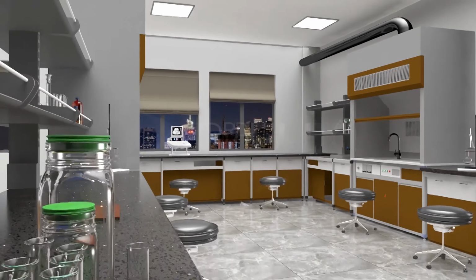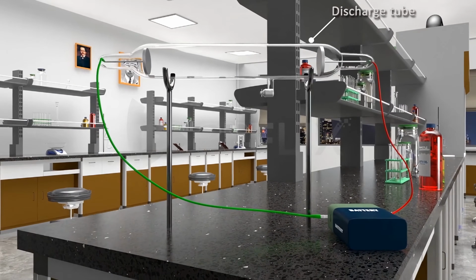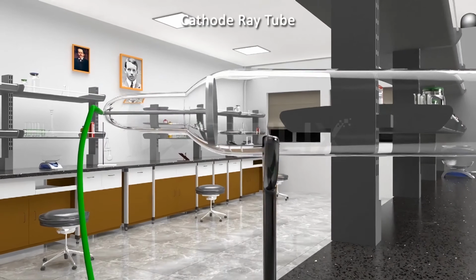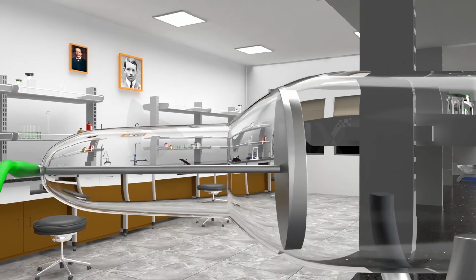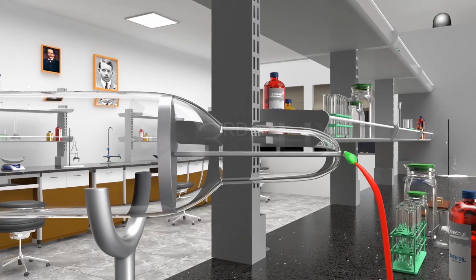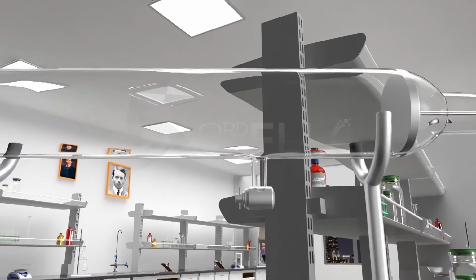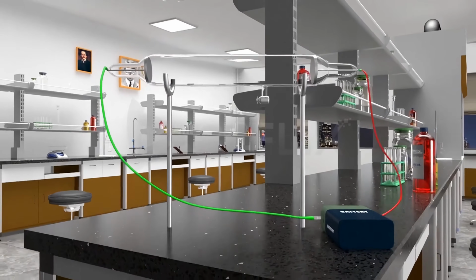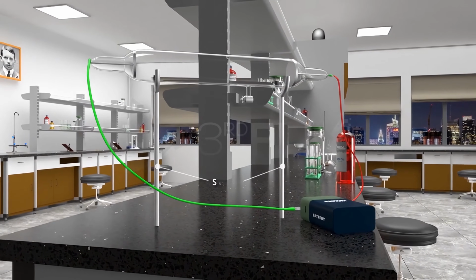Cathode rays were produced in a discharge tube. Hence, a discharge tube is generally referred to as the cathode ray tube. The cathode ray tube is a partially evacuated glass tube with the cathode and anode placed at the two ends of the tube. A vacuum pump is used to partially evacuate the tube, and the cathode is connected to a high voltage power source. It is supported on a stand.